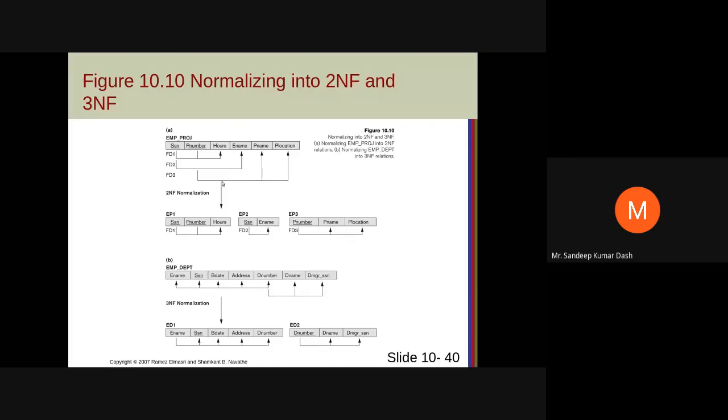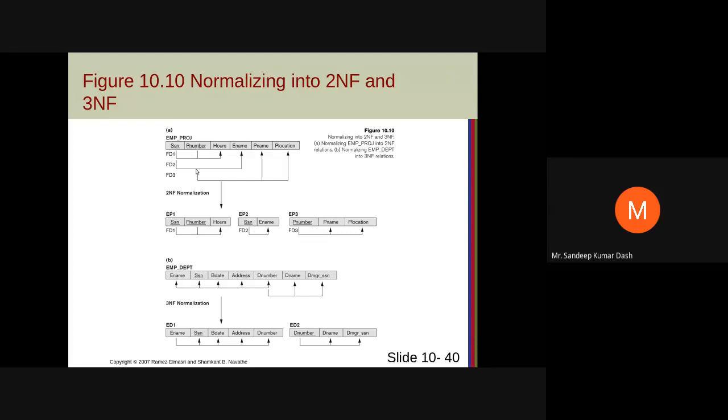So how do you do that? Using this technique. In 2NF normalization, you keep the full functional dependencies as they are. This was not having any problem. SSN, P number, hours can be kept. Hours was fully functionally dependent on P number and SSN. So this is fine. But ename, which was diverging from the rule, that is FD2 and FD3, you have to reduce into separate relations. You have to create separate relations from them.